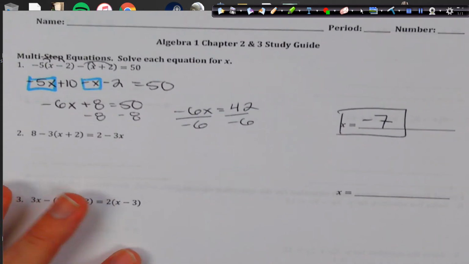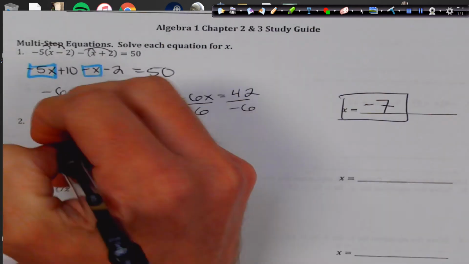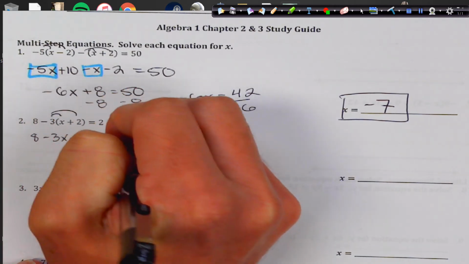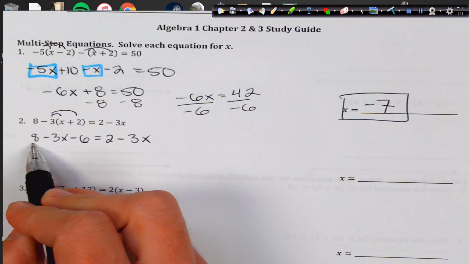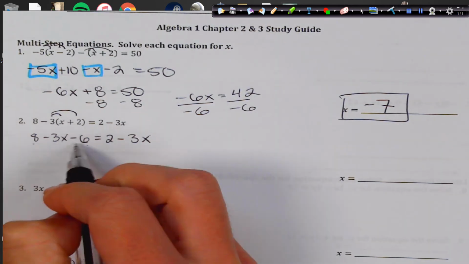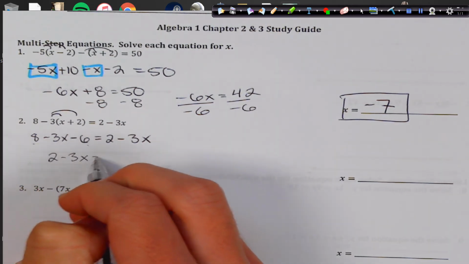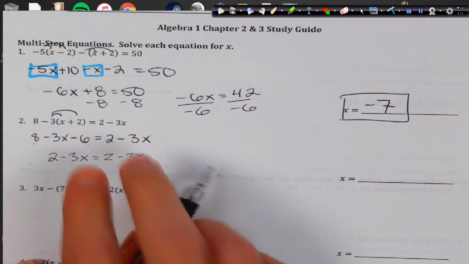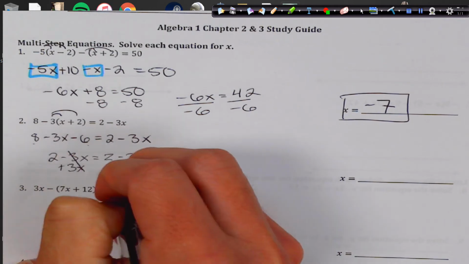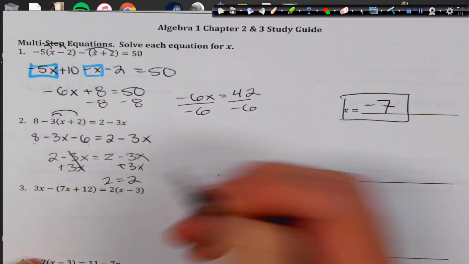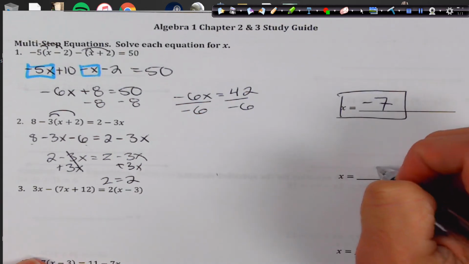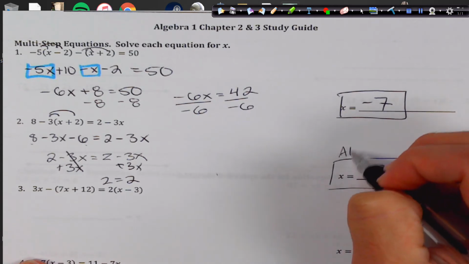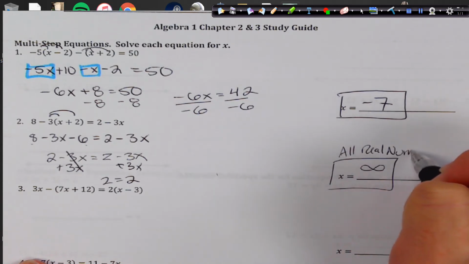Okay. All right, again, we're distributing, so we distribute that negative. We're going to combine like terms right here and here. That's going to be 8 minus 6, so that's 2 minus 3x equals 2 minus 3x. Notice it is the exact same on both sides. So what's going to happen when I add 3x to both sides, it cancels out and we get 2 equals 2, which means our answer is infinite. Okay, we have infinite answers for x, or we could write all real numbers.